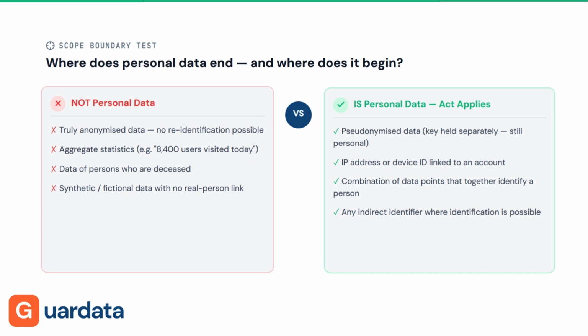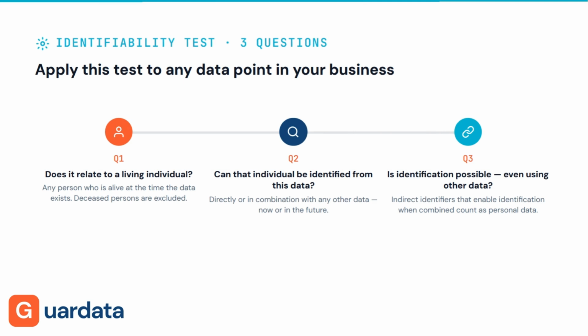Apply this test to any data point in your business. 3 questions. 1. Does this data relate to a living individual? 2. Can that individual be identified from this data, directly or in combination with anything else you hold? 3. Is identification possible using other data anyone could reasonably access? Yes to all 3. Personal data. The Act applies in full.